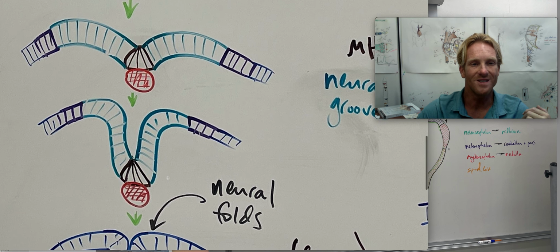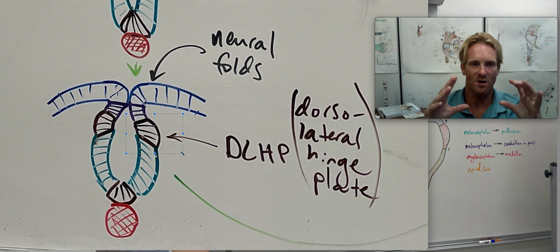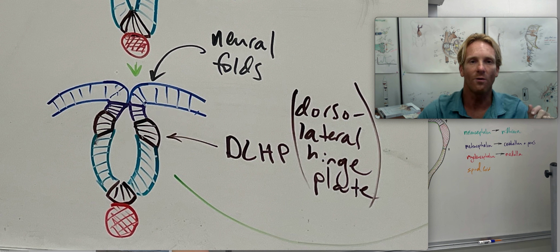The neural groove continues to form and it becomes deeper and deeper. Ultimately, it's going to fold in on itself, and that is made possible by these cells that change shape along the lateral sides. Those are cells of the dorsolateral hinge plate. You'll notice that they have this pyramid-like shape as well. They start to change shape, and that really causes the neural groove to fold in on itself. The top of the neural groove is now called the neural folds.